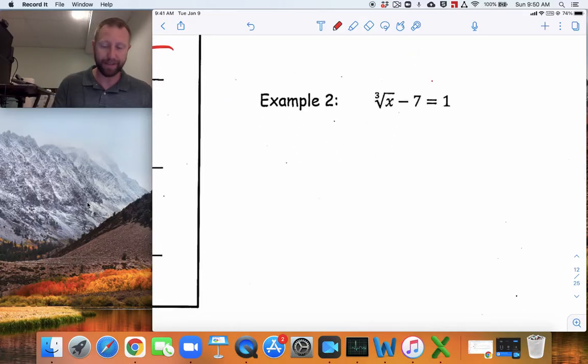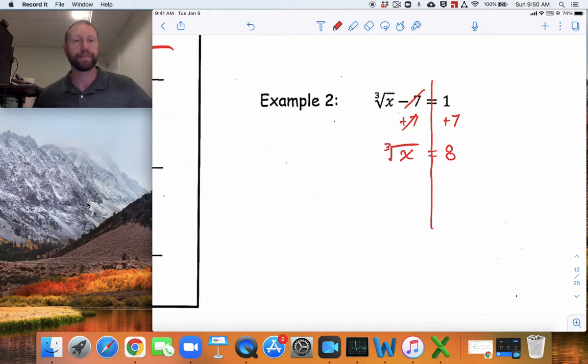It's just now this is a two-step equation. Draw your wall. Always get rid of that plus or the minus first, right? So that -7, I've got to get rid of it. I'm trying to isolate that variable, so I need to get rid of the numbers that are by it. I'm still left with the cube root of x equals 8.